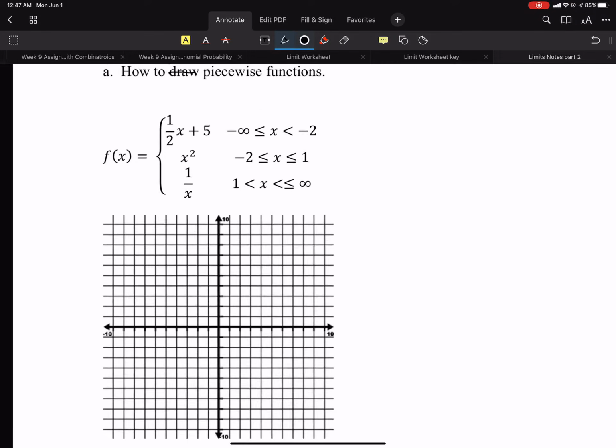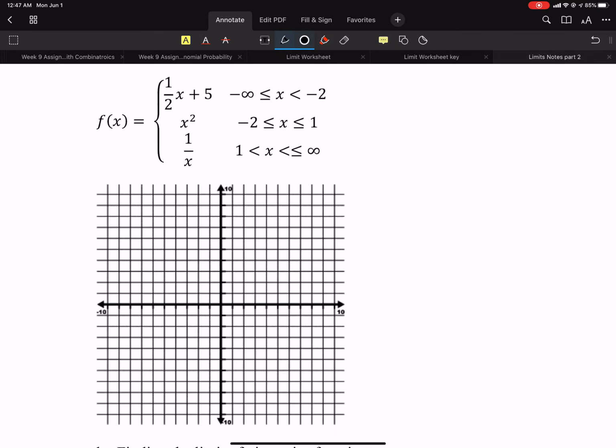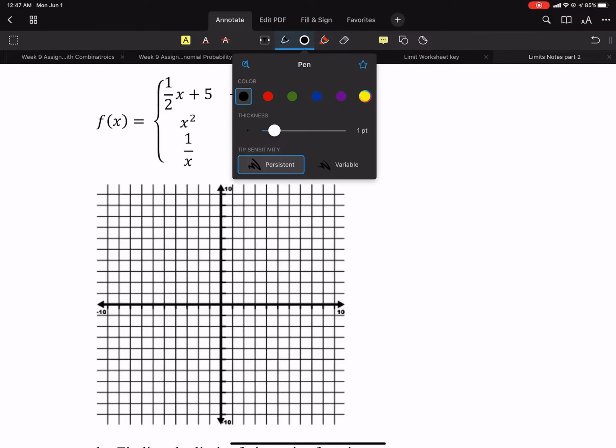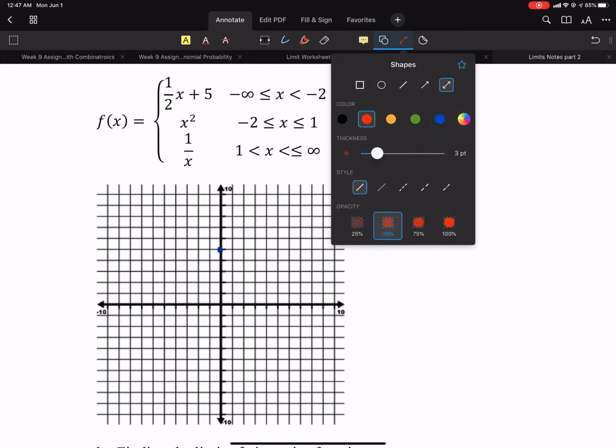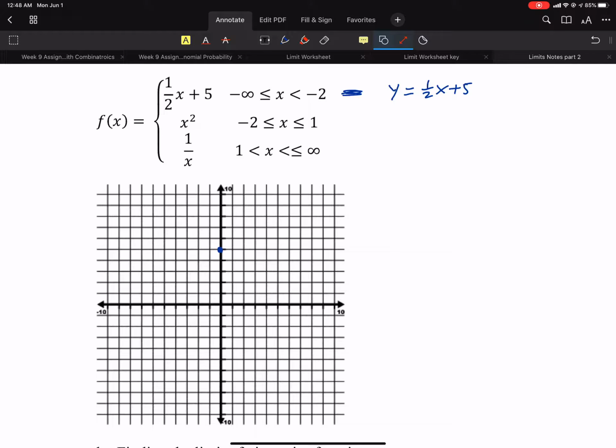So I have a piecewise function here. So I am going to do each part in a different color and then explain. So this one I'll do in blue. So this is a function. It's y equals 1/2 x plus 5. So I'm going to graph that. We have a y-intercept of 5. 1, 2, 3, 4, 5. And we have a slope of 1/2. So I'm going to draw a line with a slope of 1/2 through that point.